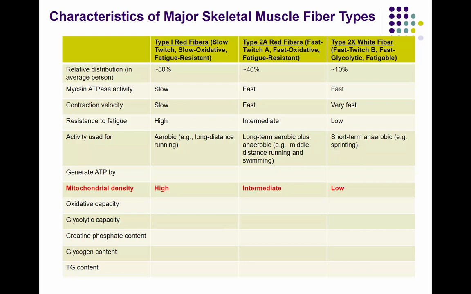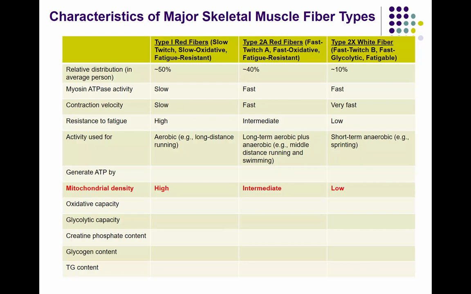So in general, type 1 and type 2A fibers are used for long-term exercise like a marathon. And type 2X fibers are usually used for very short, high intensity, short-term exercise like 100 meter sprinting.